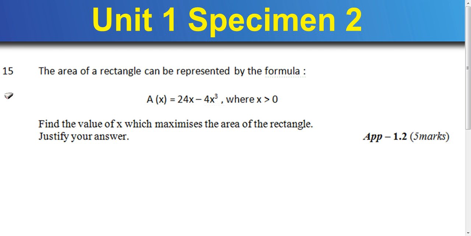Okay, last question. The area of a rectangle can be represented by this formula: A of x equals 24x take away 4x cubed, where x is greater than 0. Find the value of x which maximises the area of the rectangle. So whenever you get a question like this where you've got a formula you're trying to maximise or minimise, this is an optimisation question. And you don't need to actually prove this formula. All we have to do is differentiate it and prove there's a maximum at a value of x.